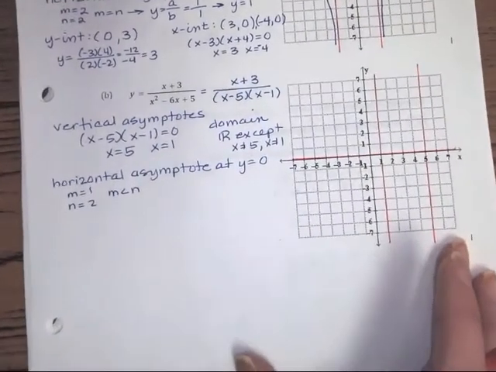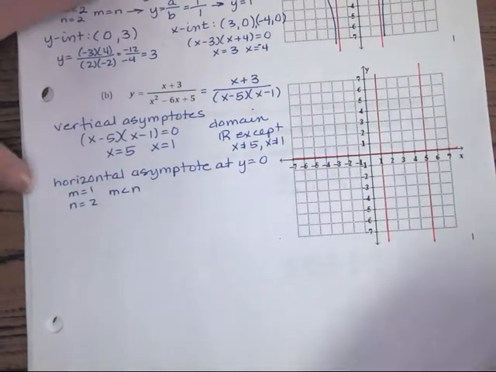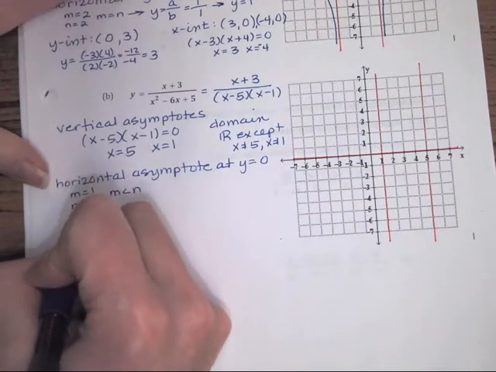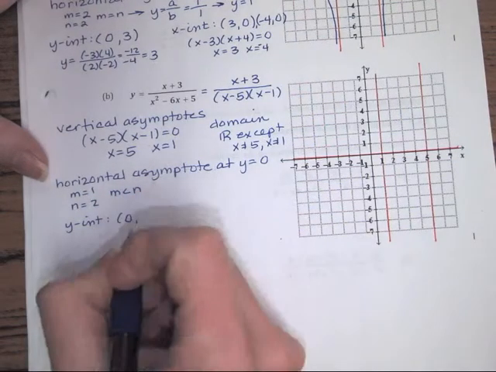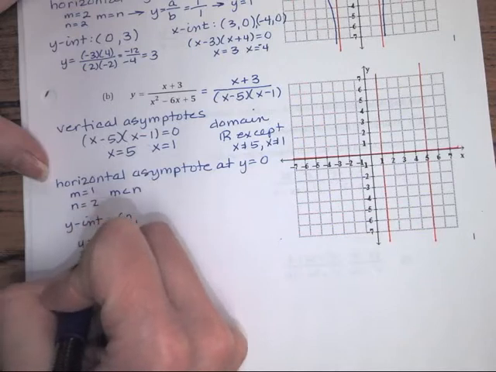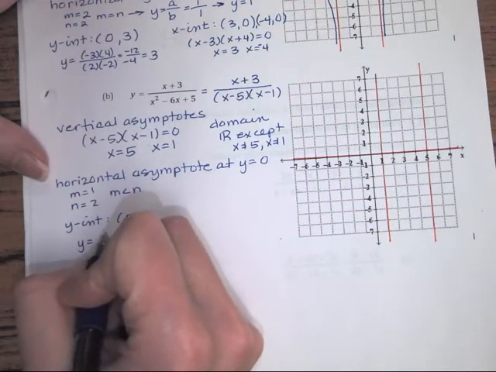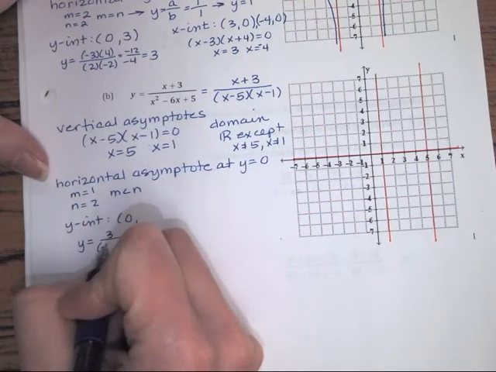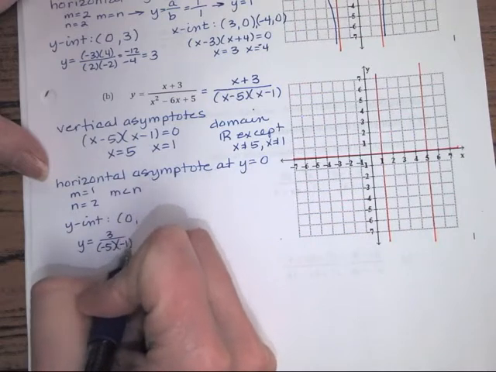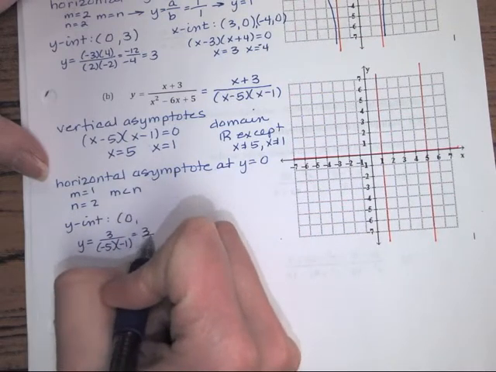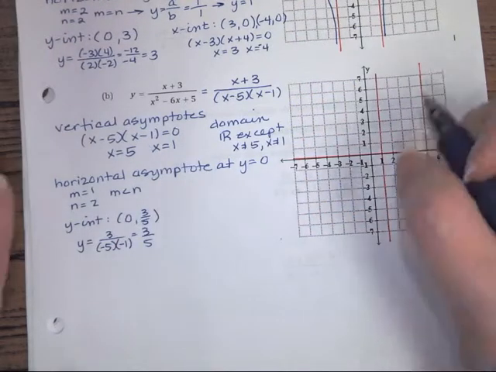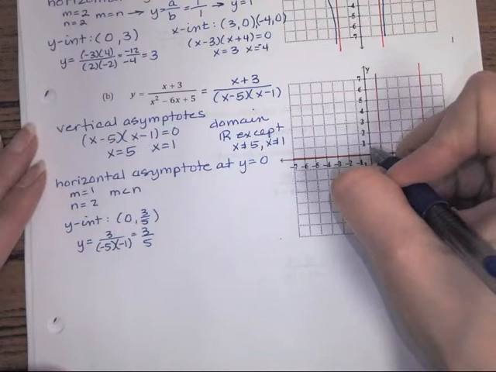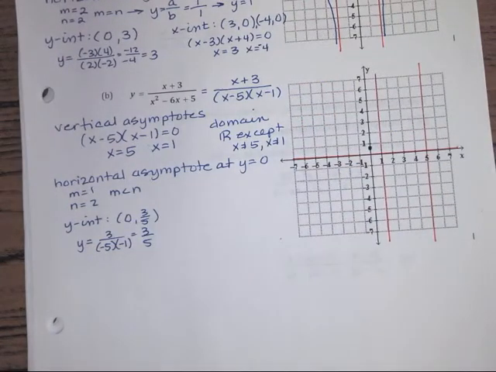We can do a y-intercept if we want. So a y-intercept, 0. Plug in 0 in place of x. So I've got 3 over negative 5 times negative 1, which gives me 3/5. So 0, 3/5. So maybe right about there. Seem reasonable?